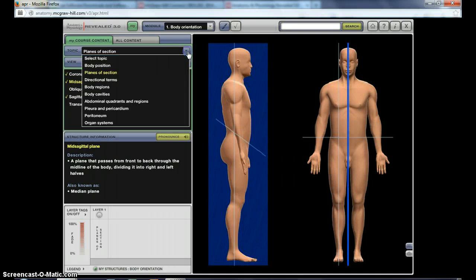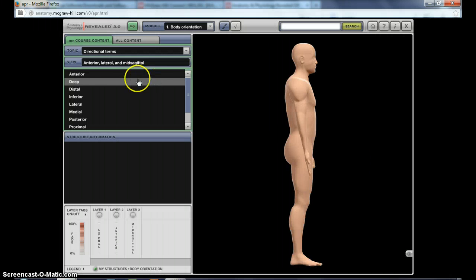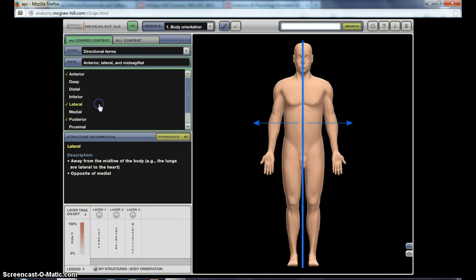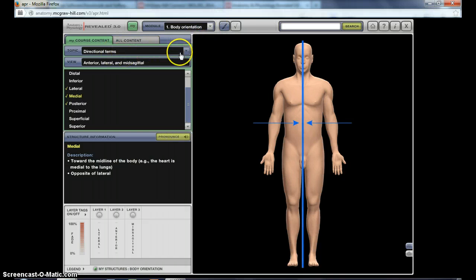So that's relevant. And then there are also other things like directional terms, which you can look at. So what does anterior mean? What does posterior mean? That means back. Lateral means to the side. Medial means to the middle, etc. So you can play around with this. I would say that all these body orientation areas here are quite important.